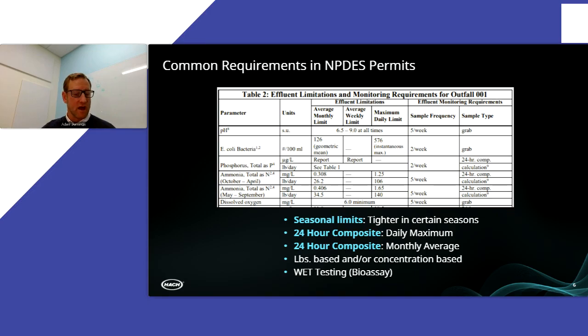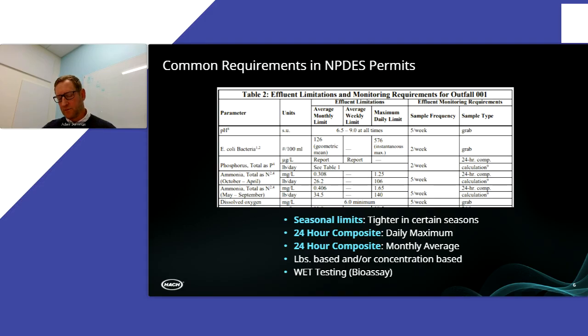One of the things we're seeing a lot more of in the last 10 years is we used to be pretty concentration based from a regulatory standpoint. And that's moving a little bit, and we're getting a lot of permits now where it's not just concentration anymore, it's also pounds based. That's been happening for quite a few years, but it's getting to be pretty much a standard in the nutrient space, where pounds based limits are really common.